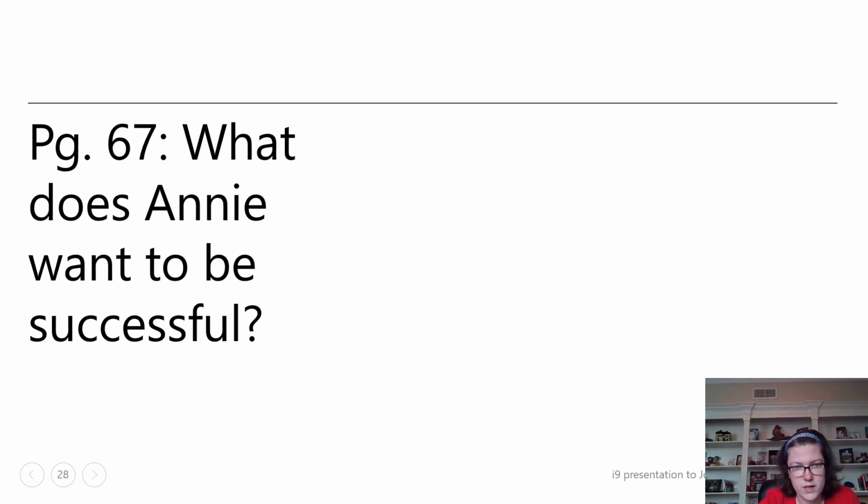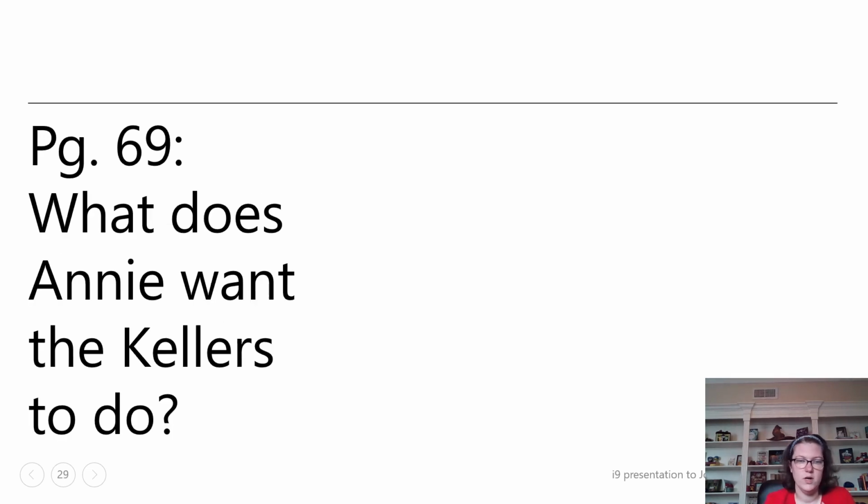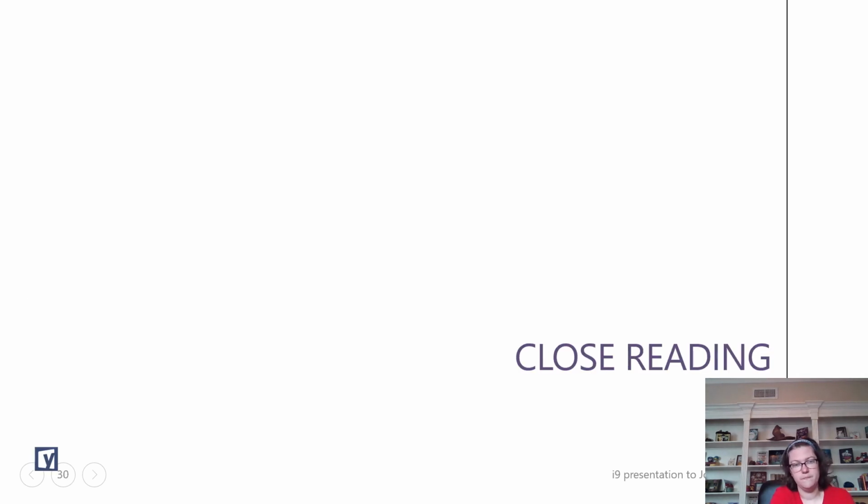So what does Annie want to be successful? Remember, she said she needs Helen and she needs to be in charge of her fully and away from their parents. And what does Annie want the Kellers to do? Remember, the Kellers can't interact with her. So they can see her, but Helen can't know that the Kellers are there.